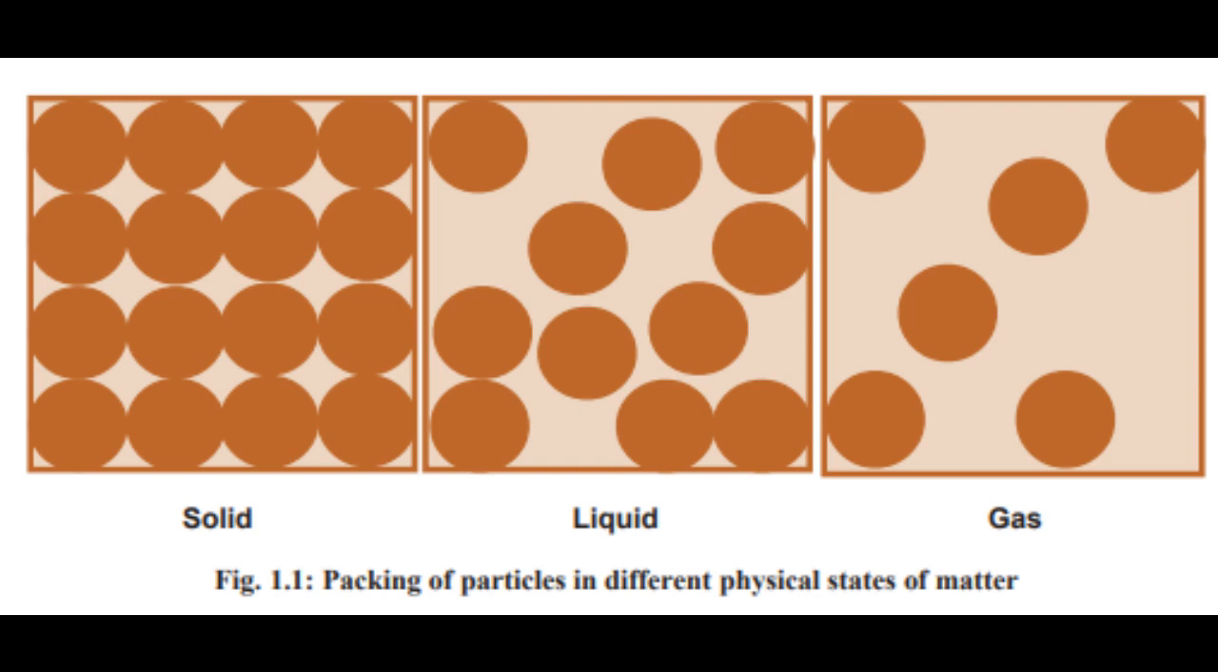Examples are wood, iron, salt, sugar, etc. Liquids. In liquids, the particles are more free to move about since they are packed together not as tightly as in a solid. Thus, liquids do not possess any fixed shape, but take the shape of the container in which they are kept. However, like solids, liquids also have a definite volume. Examples are water, milk, blood, mercury, etc.